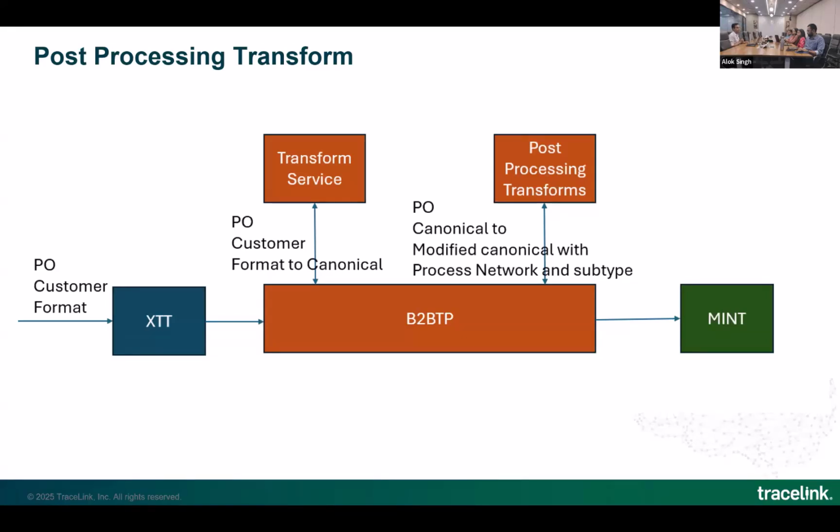Now, the important thing to notice here is that for the first transform service call, when B2B TP sent the message to transform service, the inbound format for transform service was the customer format, right? But the response from transform service was the inbound canonical. Whereas in case of post-processing transform, the inbound was a canonical and the outbound is also a canonical with the information of process network and the subtype and the orchestration, where the transaction should go, what is the transaction type.